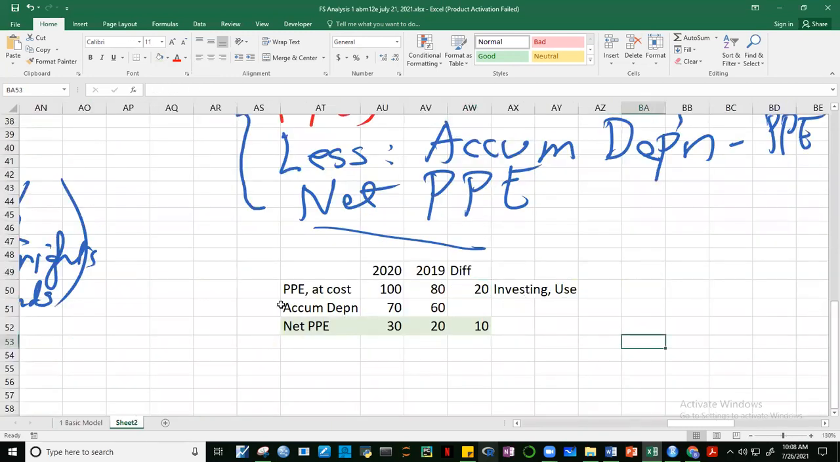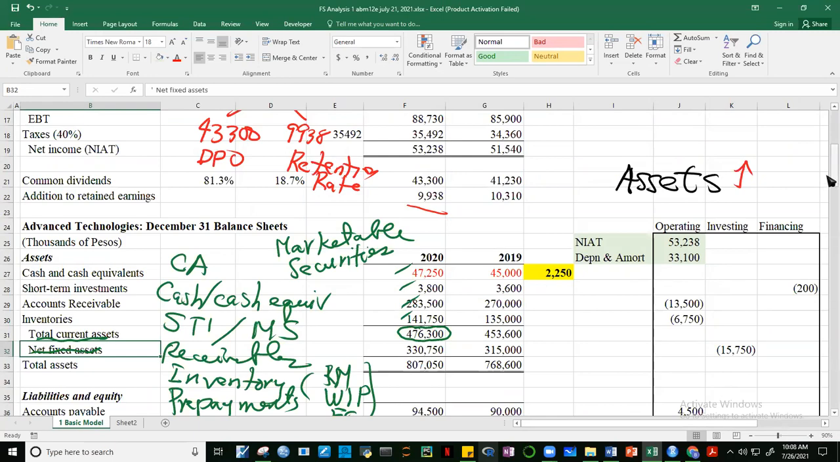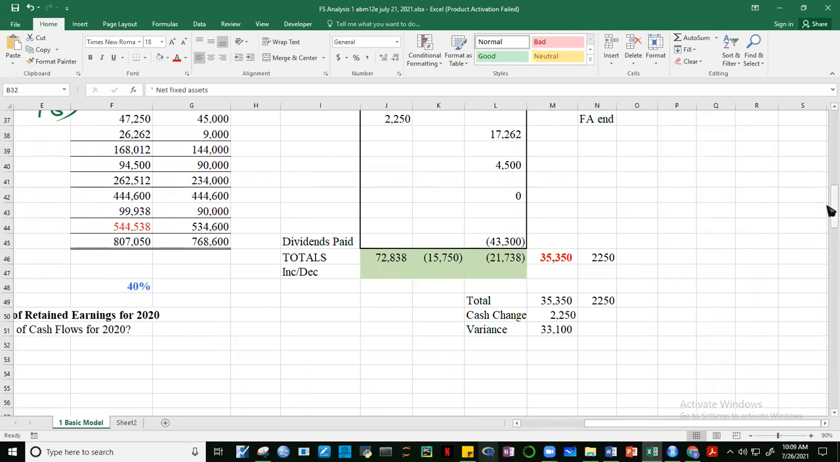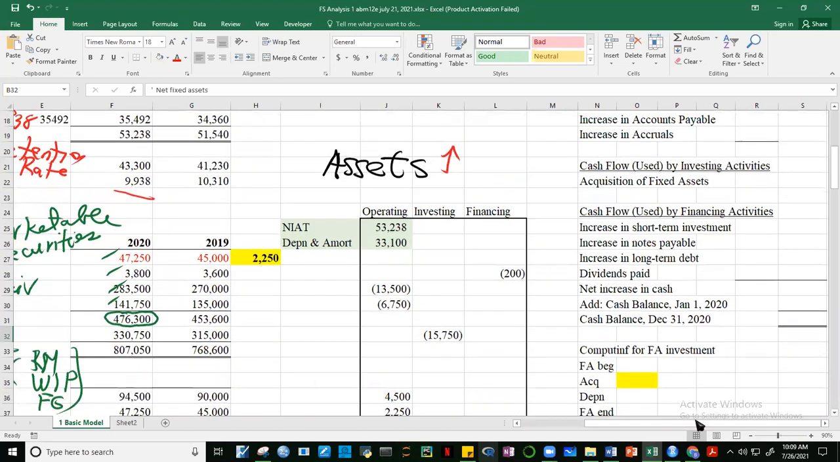So ang gagawin natin, guys, kailangan ma-reconstruct natin yung portion ng balance sheet para makuha natin dapat yung at cost. Magkano ba yung at cost? So that's the problem. Tapos ang kailangan natin malaman, magkano yung actual investment ng PPE. Not the net PPE, but the actual PPE. Okay? So punta tayo dito, guys. Gumawa na ako dito ng pro forma. So this is what we're going to do.